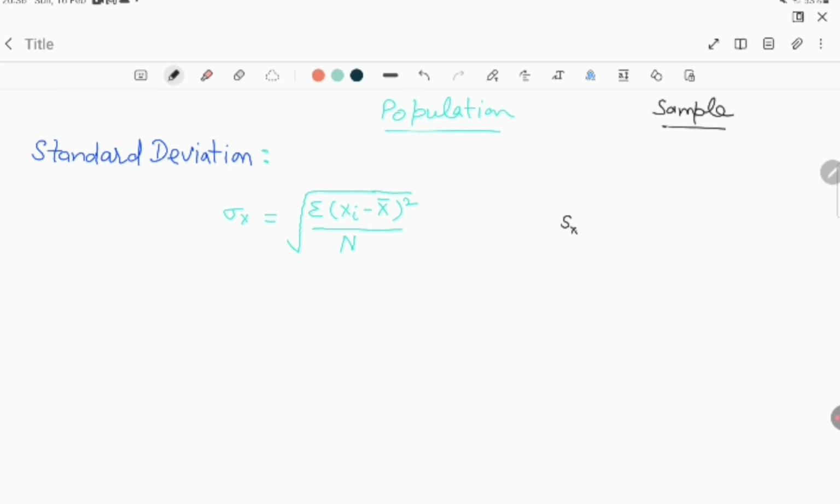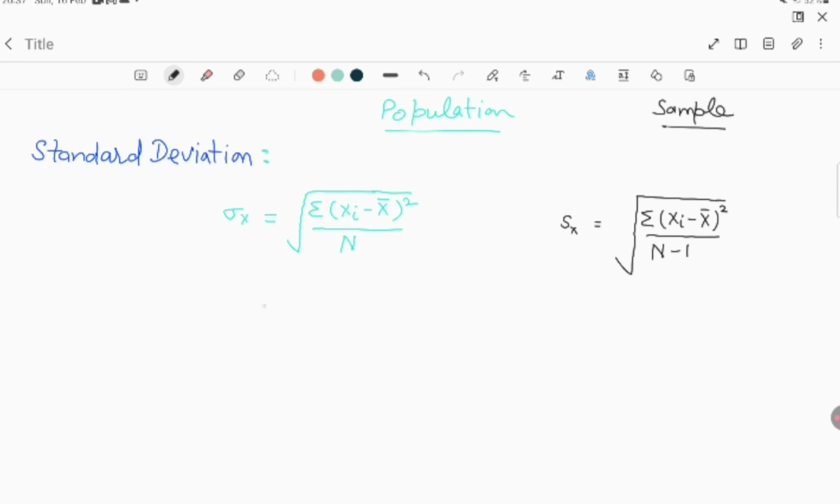of x, which is equal to the square root of summation xi minus x bar, squared, divided by n minus 1, the total number of observations minus 1.